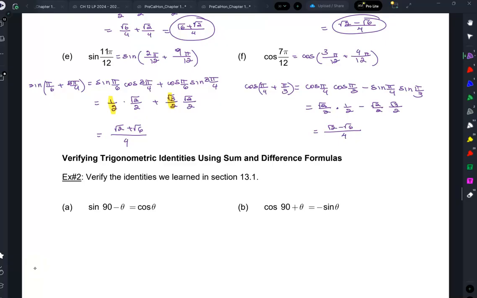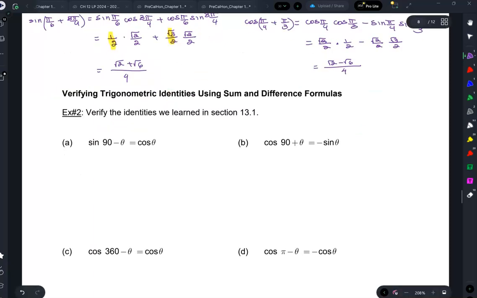So one thing I'm seeing, right, is cosine pi over 3 is a half. Sine pi over 3 is the root 3 over 2. If you mix that up, then you get root 6 minus root 2 over 4. Okay? Which is not correct.